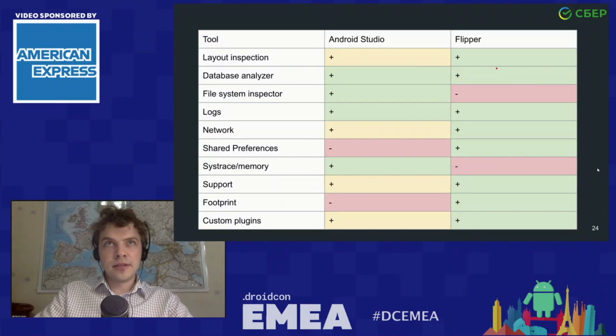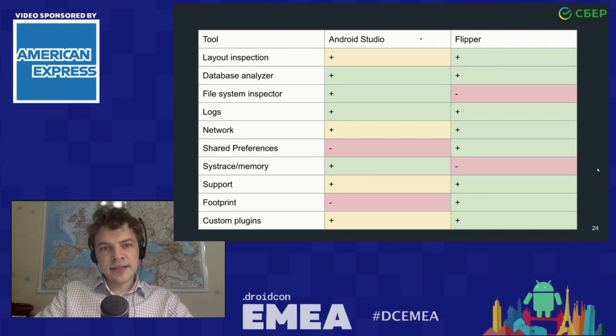There is a table that compares Android Studio with Flipper, and I marked with yellow some things that Android Studio provides with some shortcomings. Overall, Flipper, in my opinion, is a better tool to use, especially if your application is big and Android Studio lags a lot while building or syncing or something like this.